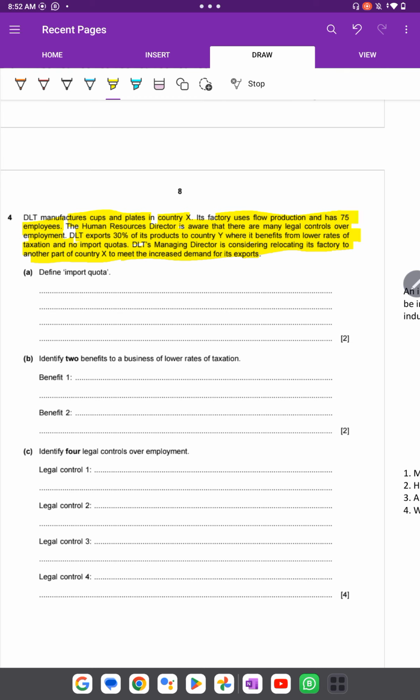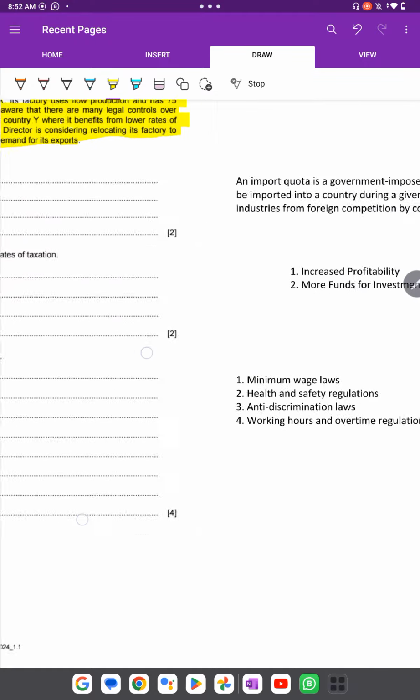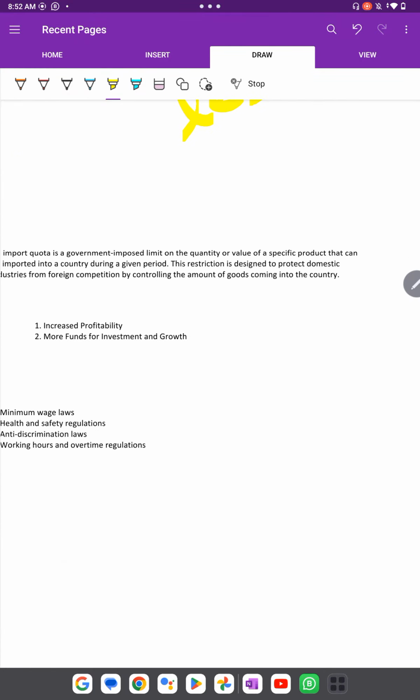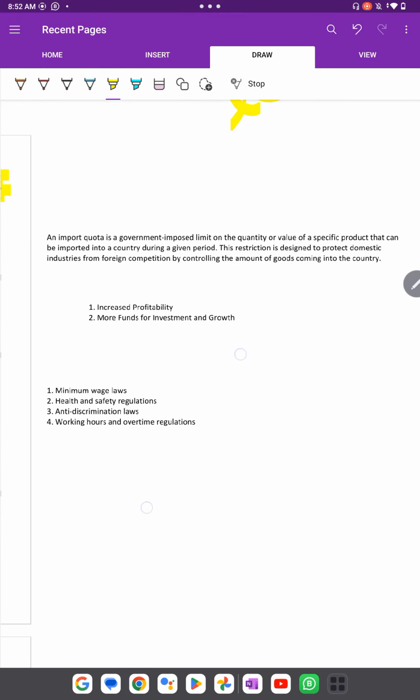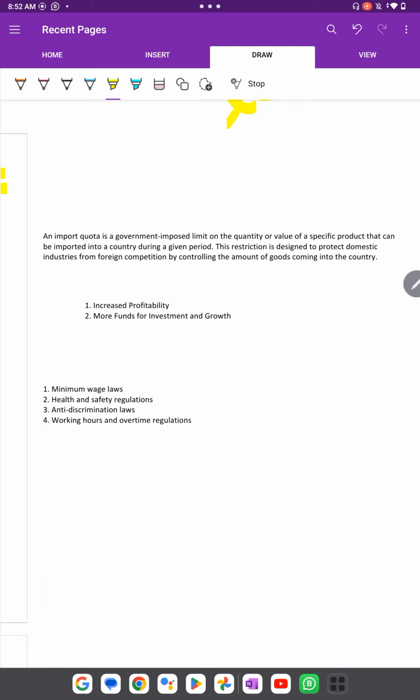Number one would be: define the import quota. So the definition for import quota: import quota is a government imposed limit on the quantity or value of a specific product that can be imported into a country during a given period of time. Okay, so you just need to write till here.